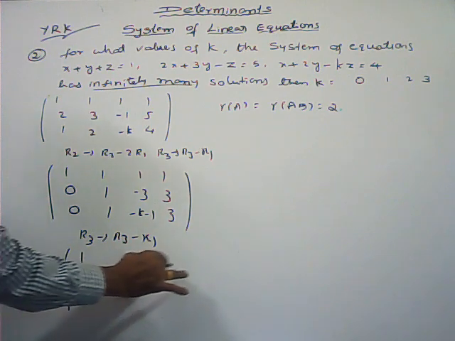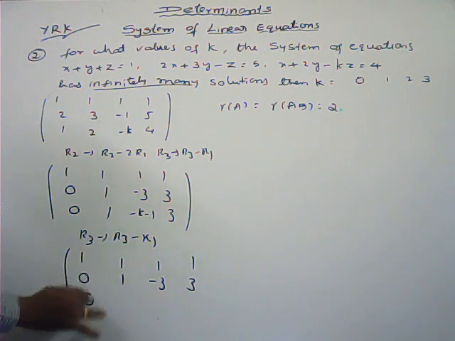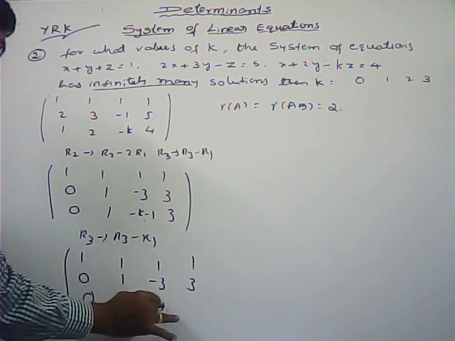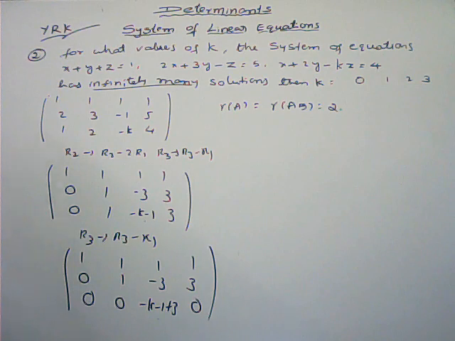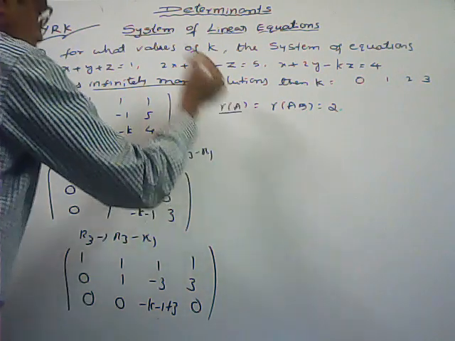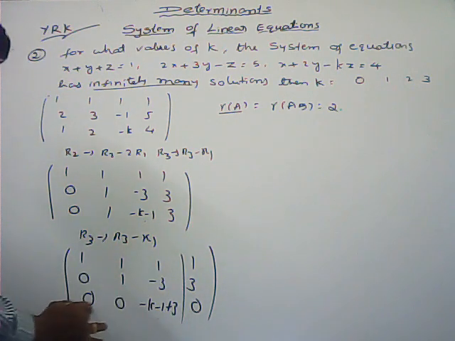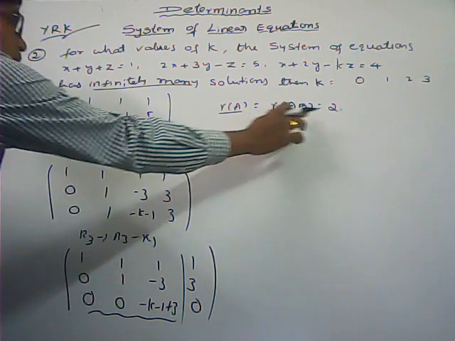1, 1, 1, 1. 0, 1, −3, 3. 0, 1 − 1 = 0, −k − 1 + 3, that is 2 − k, and 3 − 3 = 0. Here they are saying infinitely many solutions, which means the rank of A should be equal to the rank of the augmented matrix, both equal to 2. So this is the coefficient matrix, but its rank should be equal to 2.